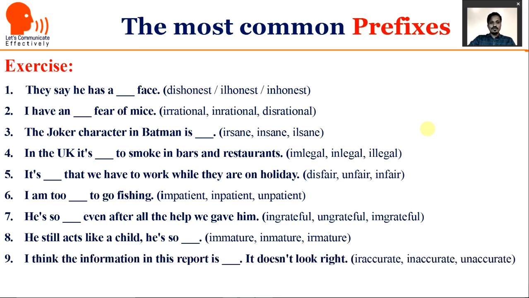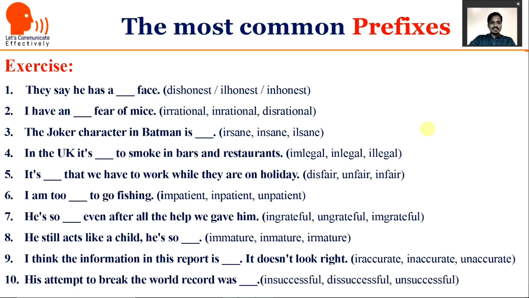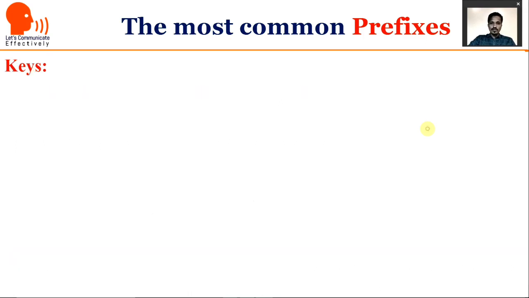I think the information in this report is dash dash. It doesn't look right. Right. So you choose from this: inaccurate, inaccurate, inaccurate. His attempt to break the world record was dash dash. Unsuccessful, dissuccessful, unsuccessful. Right. I hope you have got your answers.